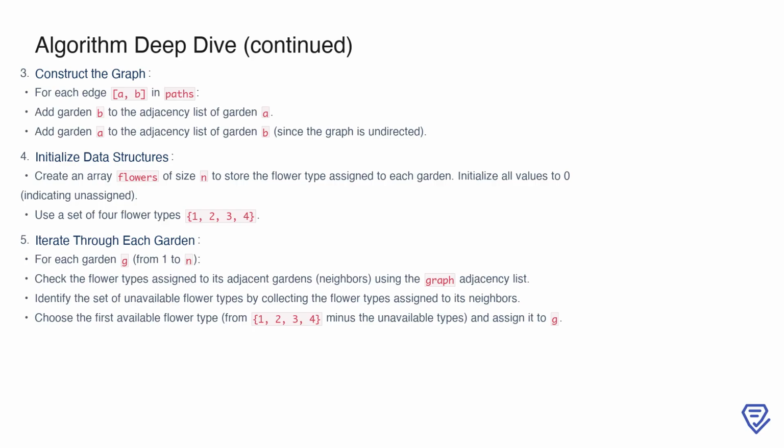The next phase involves iterating through each garden. For each garden G, we look at its neighbors, using the graph adjacency list, to determine which flower types are already assigned. By subtracting these unavailable flower types from the set of 4 options, we can select the first available flower type and assign it to the current garden.